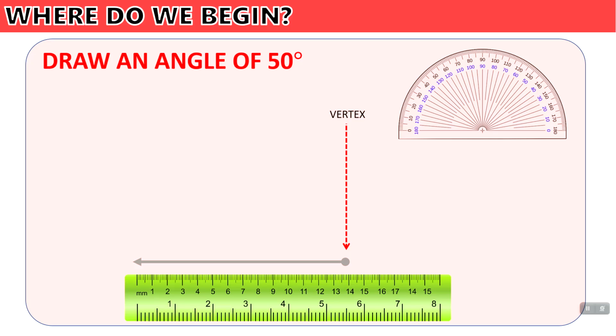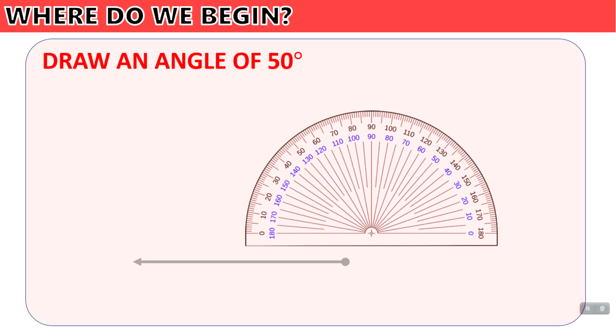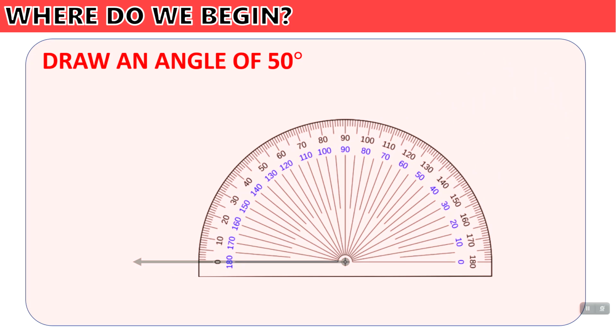Remember, the vertex is the point at which the two rays meet. So this is going to be the midpoint now of our angle, our 50-degree angle. We now put the protractor on that point, making sure it lines up with the little crosshair on the protractor. And now we locate the 0 on that ray. In this case, this is the outside scale. And we locate the 50 degrees on the protractor. And we take our pencil and place a small marking by the 50.